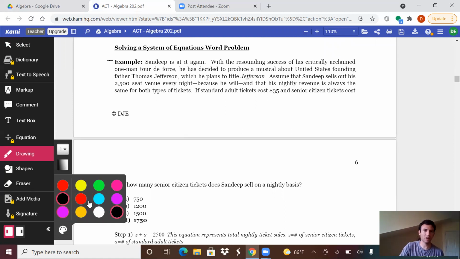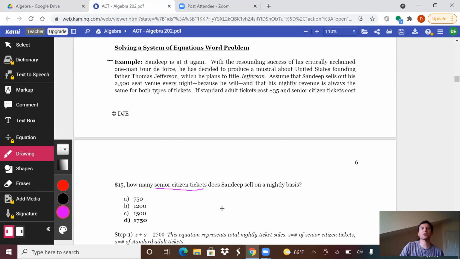Okay, so we need to figure out how many senior citizen tickets Sandeep is going to sell on a nightly basis. We're going to need two equations here. One equation is going to be for the number of seats, our number equation. And then the other equation is going to have to deal with price. That's fairly standard. You usually have one for just straight-out amount, and a second equation in a system of equations for something like price or points.